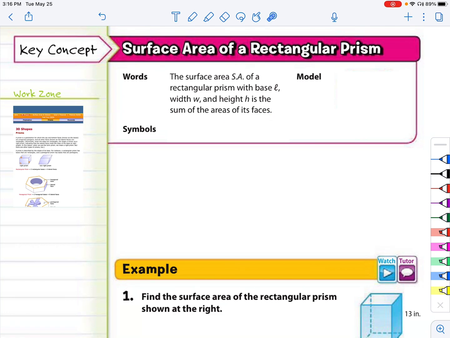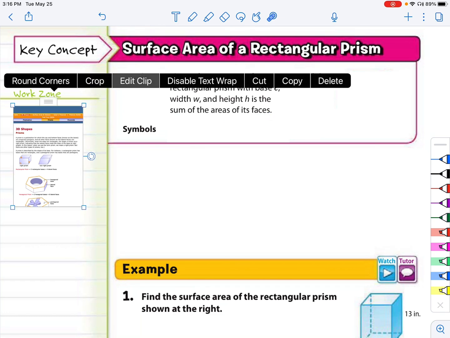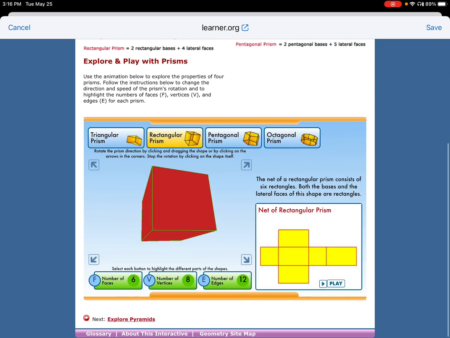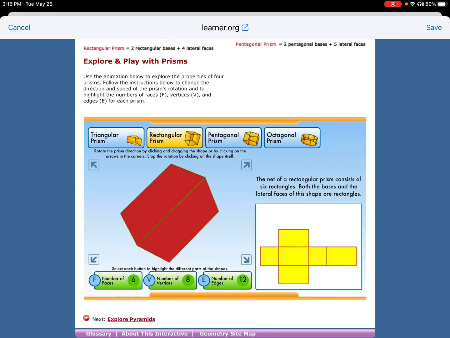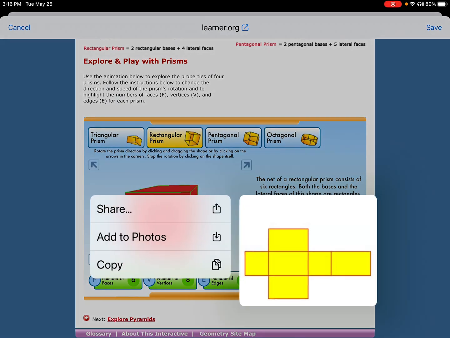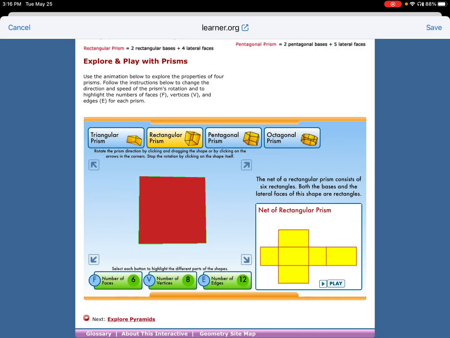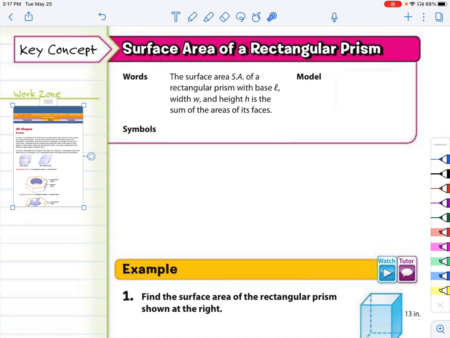And if you go back here again, let's just go back really quick. You notice that in a rectangular prism, there are 6 faces. So there are 6 faces here: 1, 2, 3, 4, 5, 6. That means we are going to add all the faces of those rectangles, and that will make up the surface area.